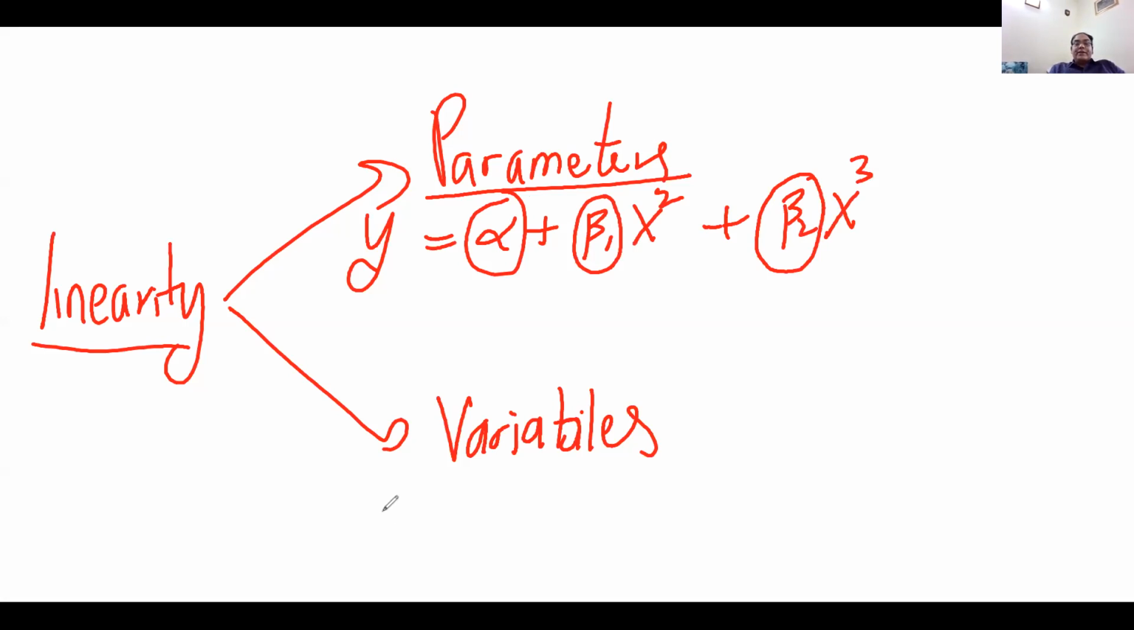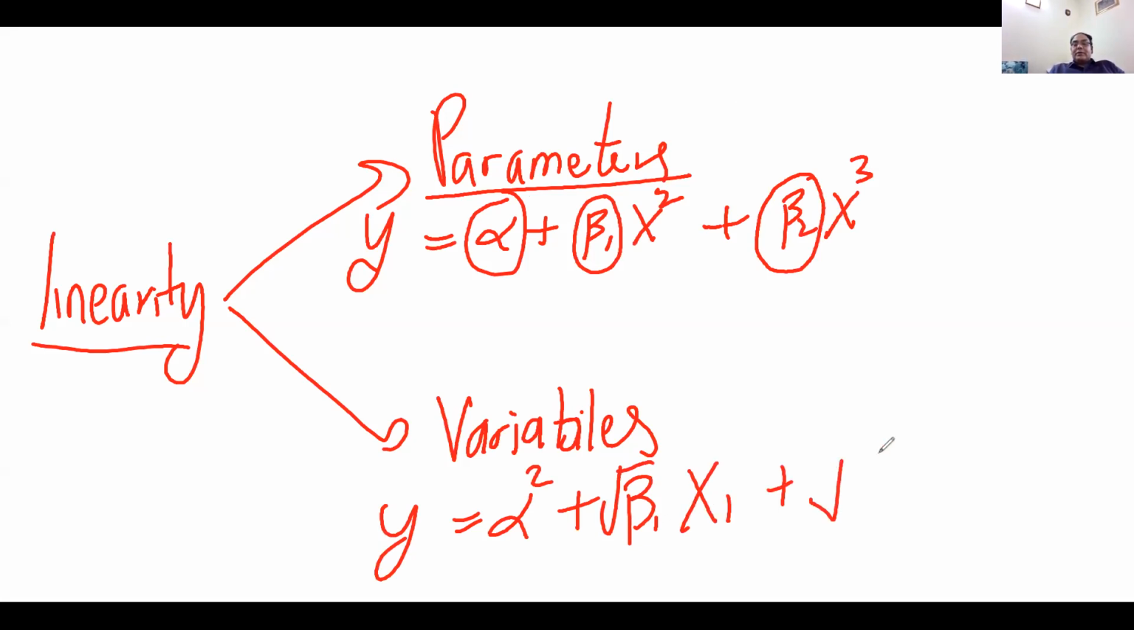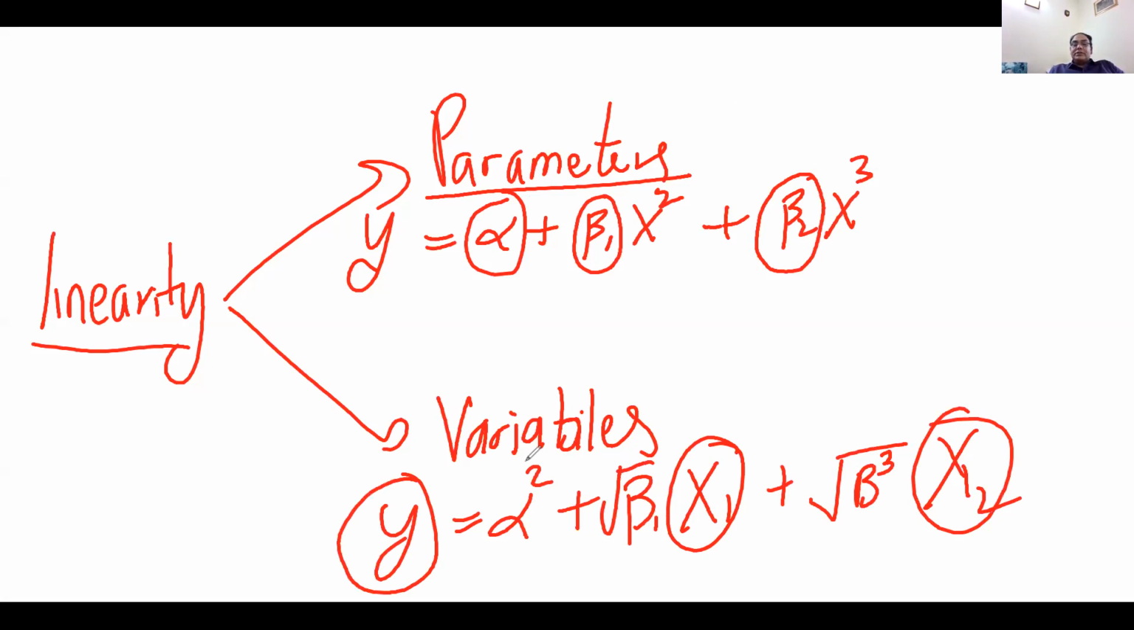If I write here y is equal to alpha square plus beta 1 under root x1 plus beta cube x2, here the power of the variables is 1. So this is also known as linearity in the variables.